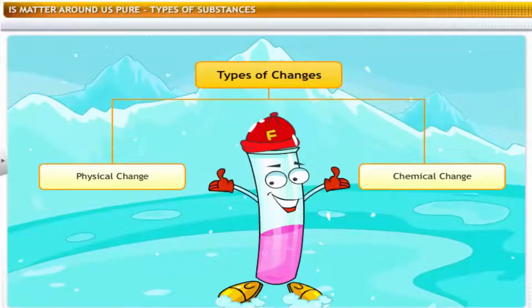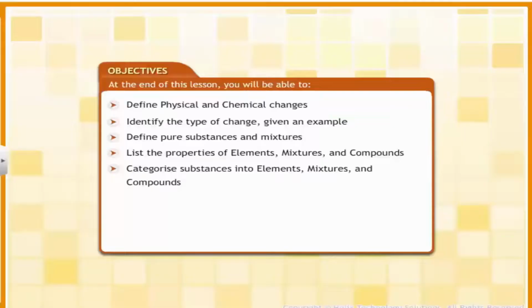Substances can undergo either physical or chemical changes to form new substances. In this lesson, you will learn about elements, mixtures, and compounds. At the end of this lesson, you will be able to define physical and chemical changes, identify the types of change, given an example, define pure substances and mixtures, list the properties of elements, mixtures, and compounds, and categorize substances into elements, mixtures, and compounds.